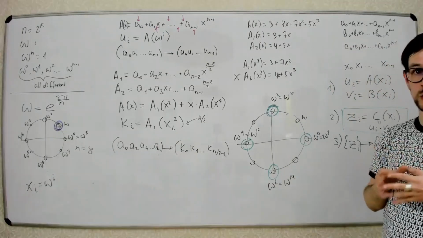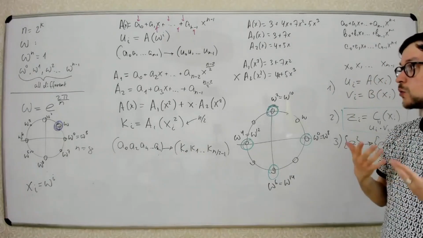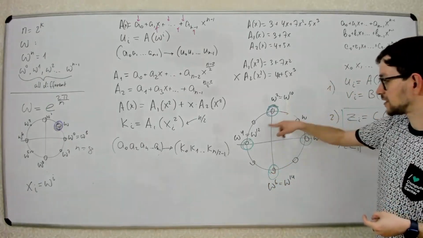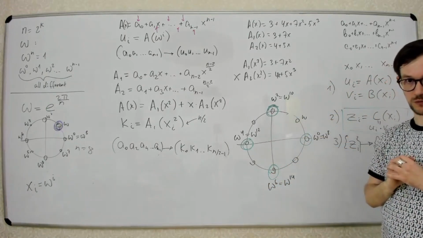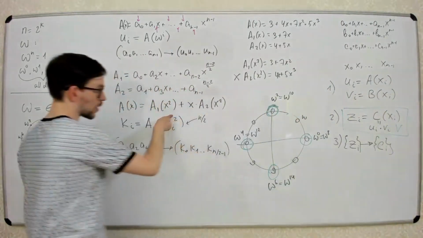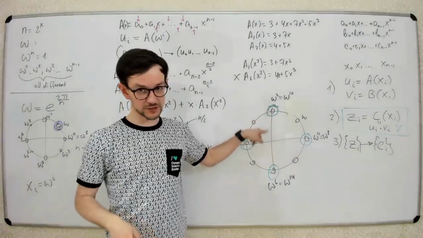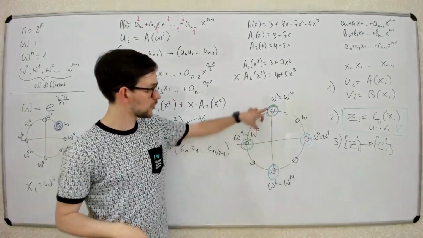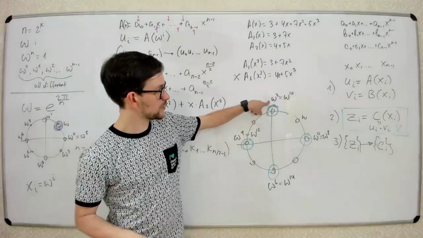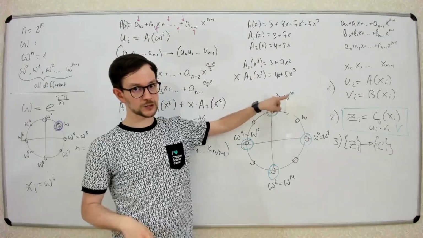Again, why do we need to calculate only n over 2 values? We need to calculate n values, but these values will be the same. So I need to calculate the values of polynomial a1 in these 8 points. But from these 8 points, there are only 4 different points, because w in power 2 will be the same as w in power 10, and so on.